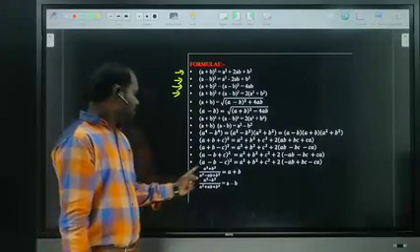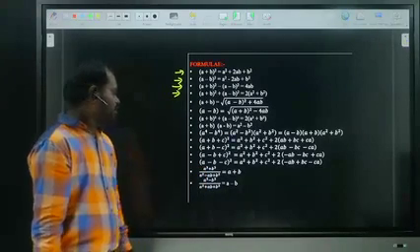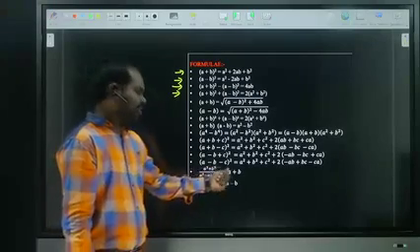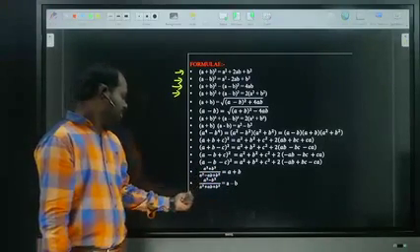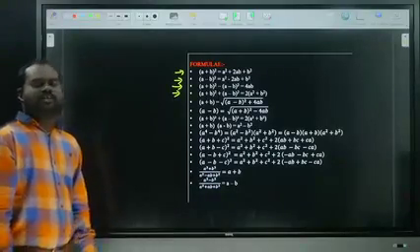Now here, a cube plus b cube by a square minus ab plus b square, so we can write as a plus b. Next, a cube minus b cube by a square plus ab plus b square is equal to a minus b. These are all the things we have to know.